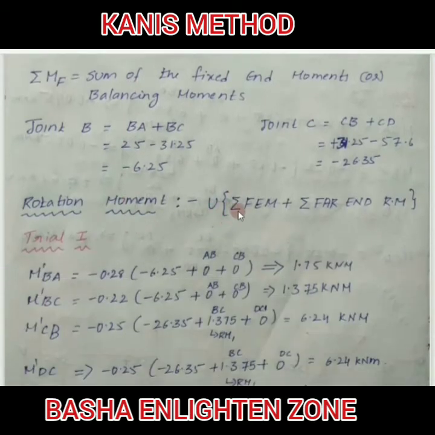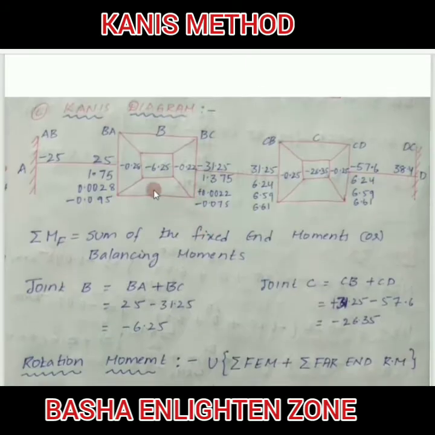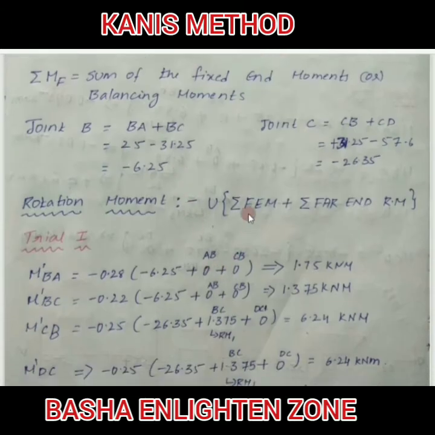Similarly, bracket open, then the sum of the fixed moments. So you have to write down the sum of the fixed moments here, that is BA plus BC, or else we can simplify it in the previous step itself, that is minus 6.25. This is the sum of the fixed moments for that particular BA. Okay, that is minus 6.25. So I am writing here minus 6.25 plus the sum of the forend rotation moments.